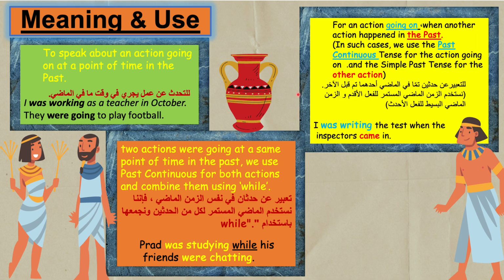We can use it also for an action going on when another action happened in the past. In such cases, we use the past continuous tense for the action going on and the simple past for the other action. I was writing the test when the inspector came in. Was writing is the going on action, came is the past action.